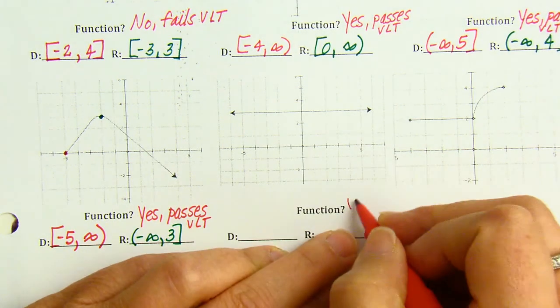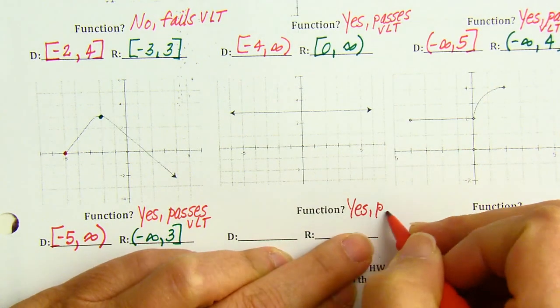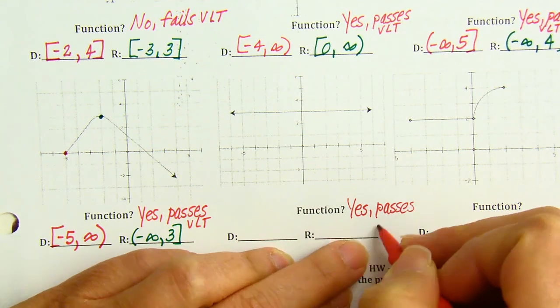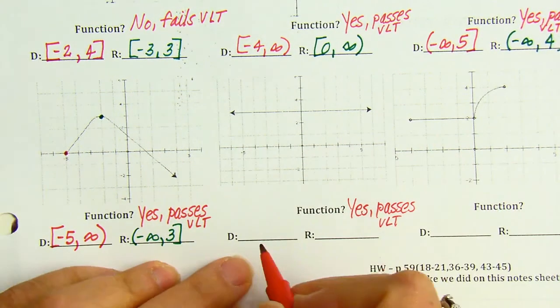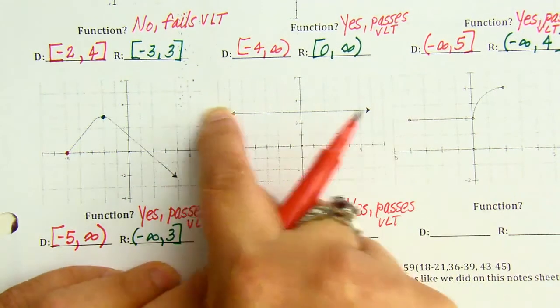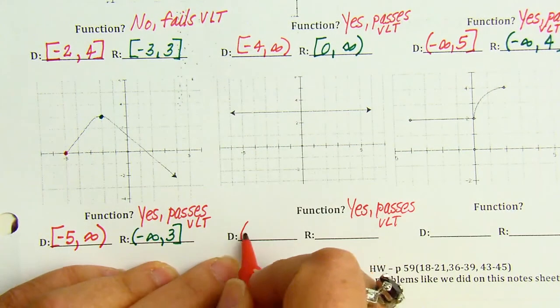So is it a function? Yes. Why? Because it passes the vertical line test. I'm looking for my domain. Well, the domain are all the x's. I've got double arrows going left and right. So negative to positive infinity.